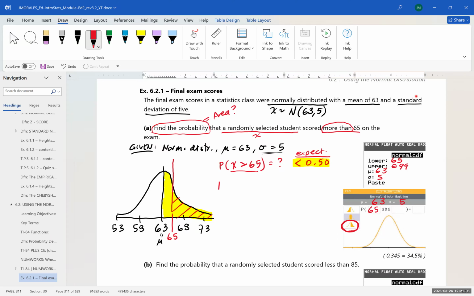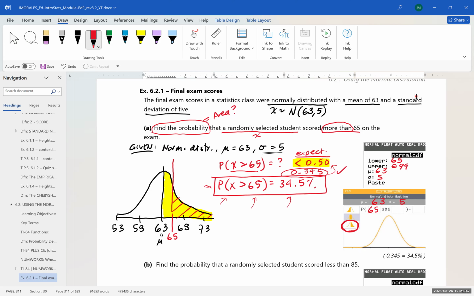So the probability that a randomly selected student has a score greater than 65 is equal to 34.5%. All right. Let's see, that came out to 0.345, rounded to 3 decimal digits. Now compare this to what we expected. We expected it to be less than 0.5, or less than a half, and it was. Okay, so that should give us some confidence about this answer.